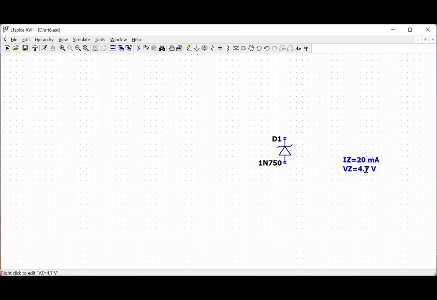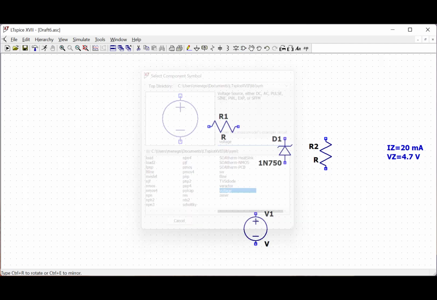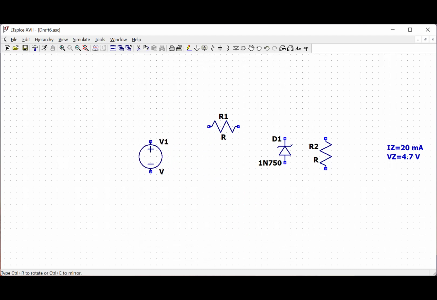Of course, I need to bias this diode, and in order to bias the diode, I'm going to use a resistor. I will also use a resistor as a load that I will put down here. So these are the components I'm going to use, and in a minute, you will have a chance to see what I'm planning to do with this diode. Of course, in order to drive my circuit, I will need a voltage source, which I will put down here.